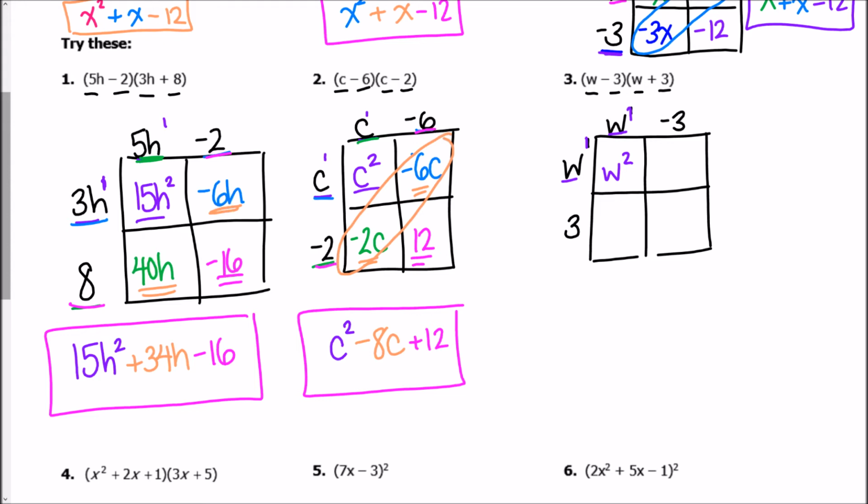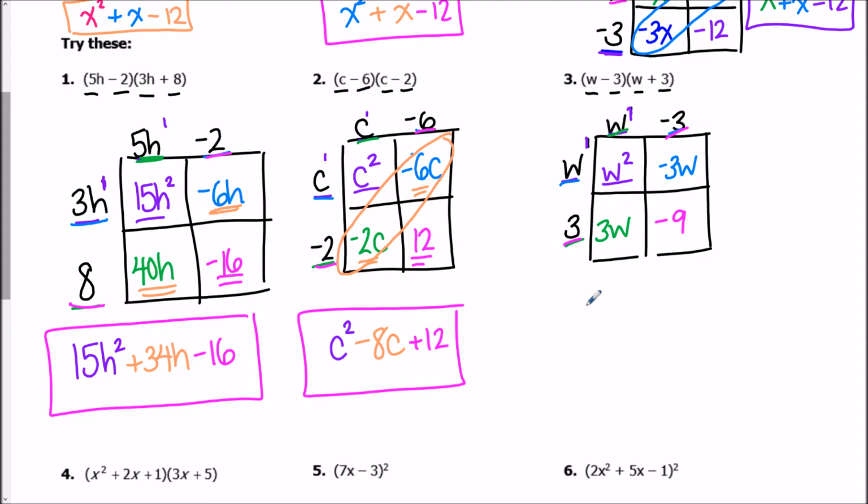Here, w times negative 3 is negative 3w. Over here, we've got 3 times w, which would give me positive 3w. And then lastly, right here, we have 3 times negative 3, which is negative 9.